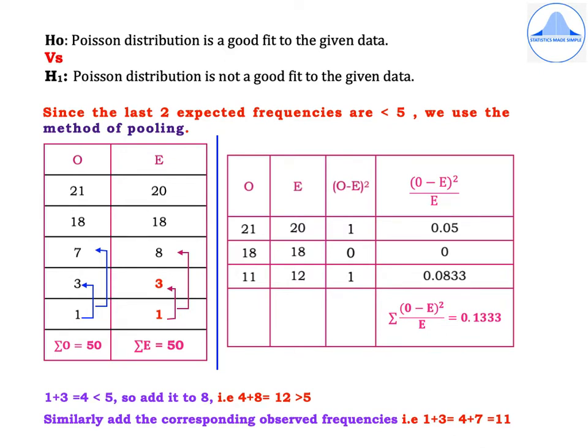Now form another table after we have done the pooling. The observed values are 21, 18, 11. The expected frequencies are 20, 18 and 12. Then calculate (O minus E) whole square, which is 1, 0 and 1. Then find out (O minus E) whole square by E, which is 0.05, 0, 0.0833. So you get summation (O minus E) whole square by E as 0.1333.